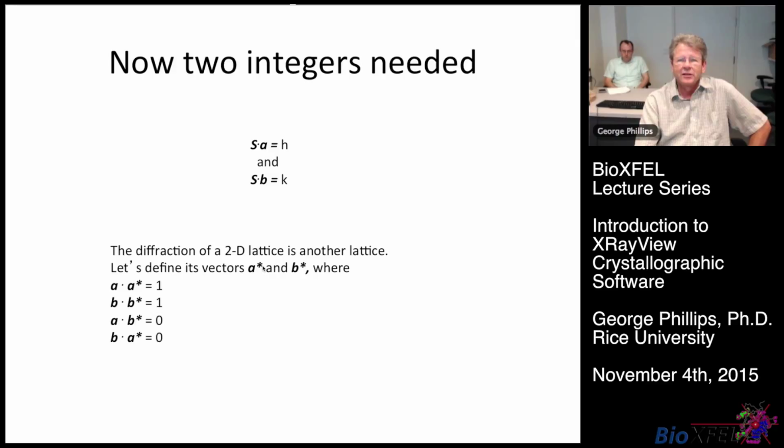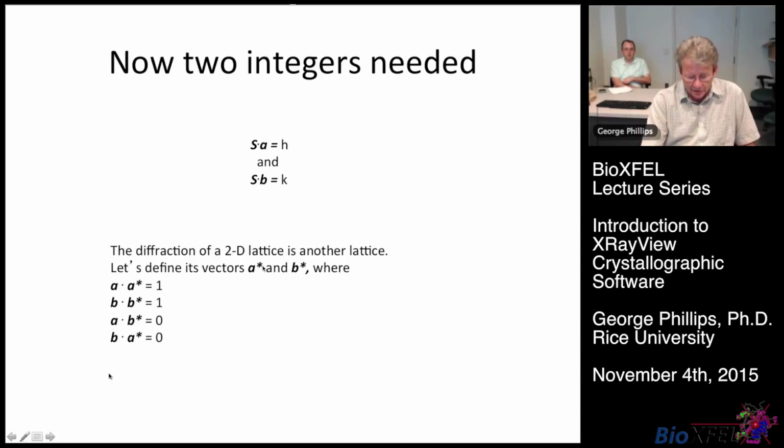And so now two integers are needed, where S dot A has to be an integer, typically labeled H by crystallographers, and S dot B is K. And this gives me a chance to talk about the relationship between the real lattice and the reciprocal lattice. Let's define some vectors A star and B star, as crystallographers do, where A dot A star is 1, B dot B star is 1, and A dot B star is 0. So A is perpendicular to B star, and B is perpendicular to A star, right?